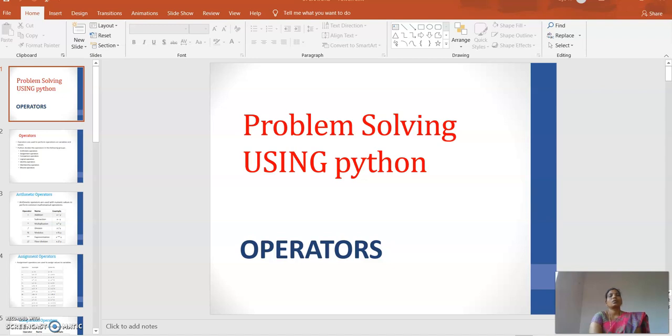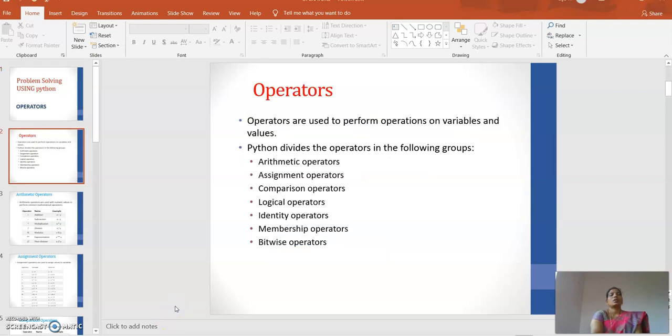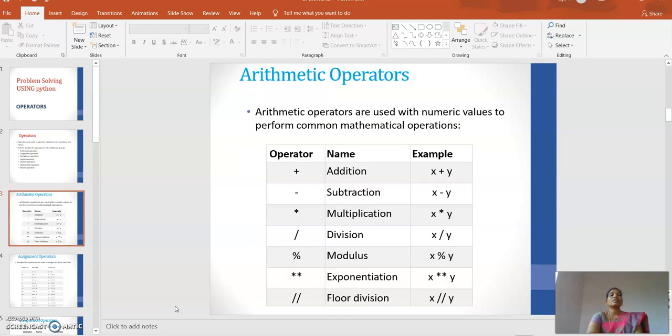Good morning to all. Next topic is operators. So what is an operator? Operators are used to perform operations on variables and values. Python divides the operators into the following groups: arithmetic operators, assignment operators, comparison operators, logical operators, identity operators, membership operators, and bitwise operators. So the first one is arithmetic operators.